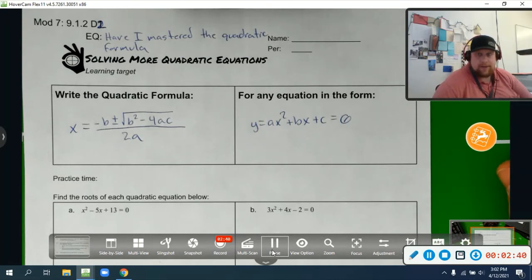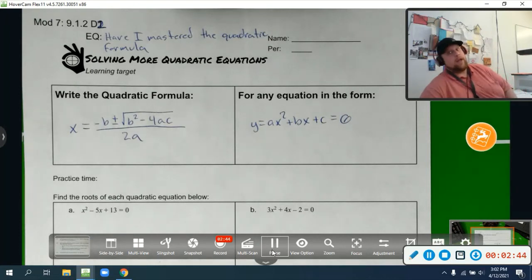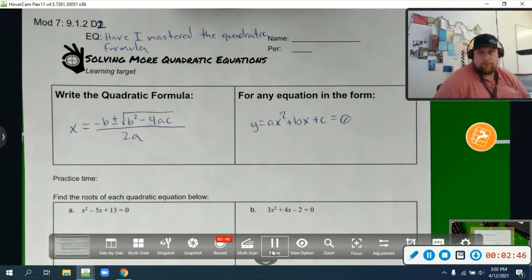x equals negative b plus or minus the square root of b squared minus 4ac all over 2a. Thank you, Mr. Cook, for teaching me that song.